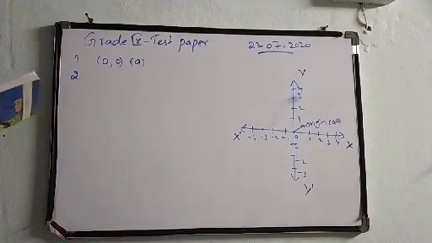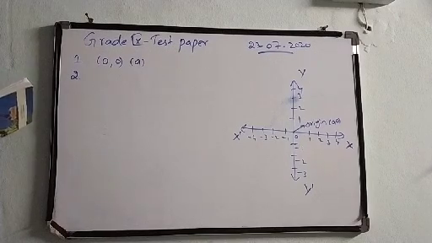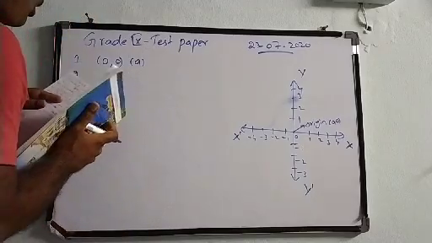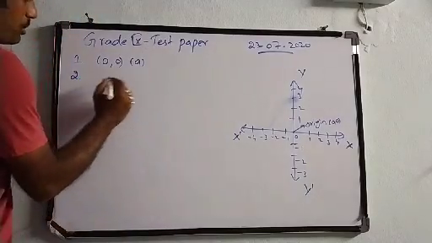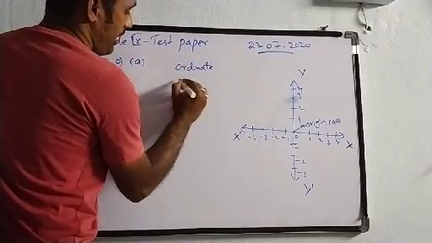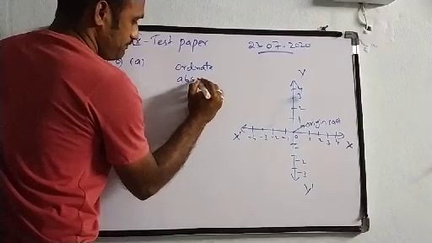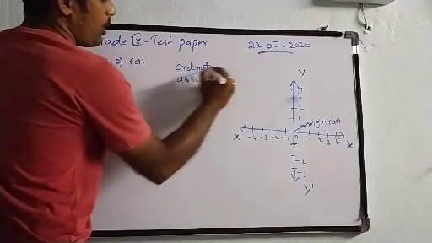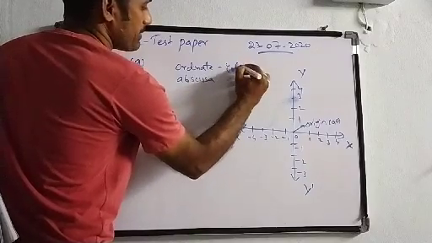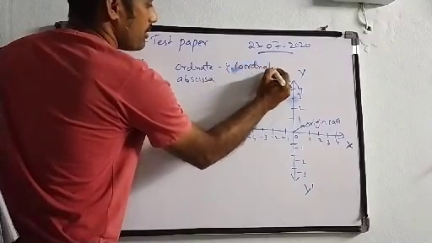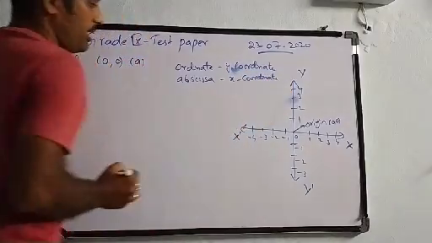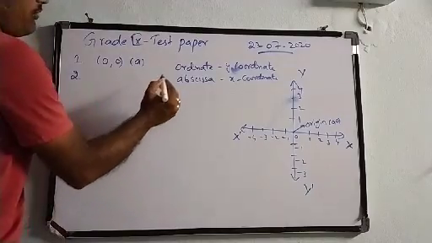So coming to the second question, the ordinate of a point is positive in. So we have to know the two things here: ordinate and abscissa. See, ordinate means y point. We can call it as y coordinate. Abscissa means x coordinate. Now he is saying in the question that the ordinate will be positive.